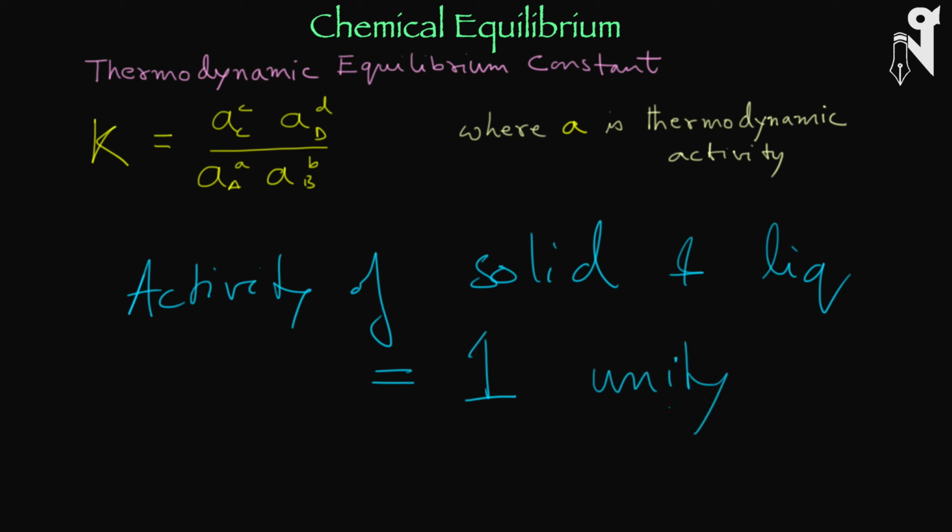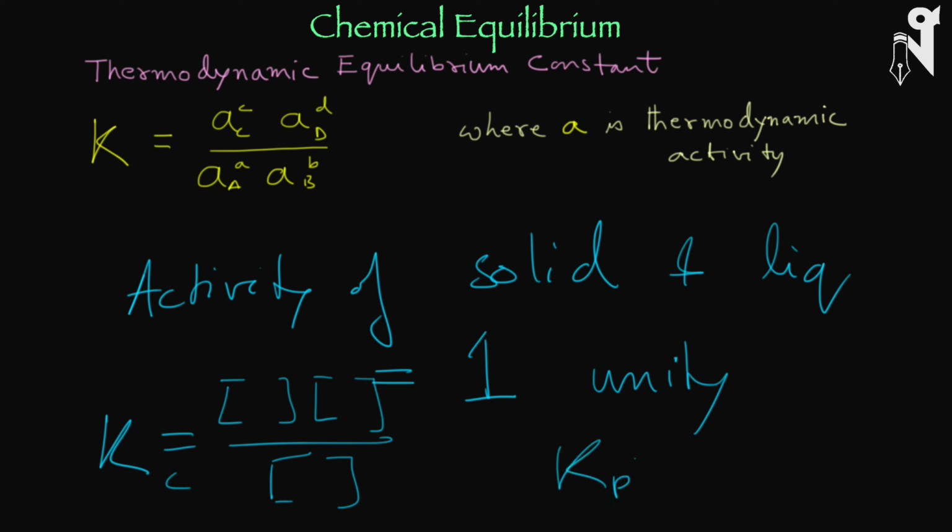That means while you're writing K, you never write those things. You just write the concentrations of the aqueous part if you're writing Kc, and if you're writing Kp, then you're just going to write the pressures of the gaseous parts. And mind you, Kp you won't be writing if you have aqueous things. Kp will be calculated only when all the active parts are gaseous.